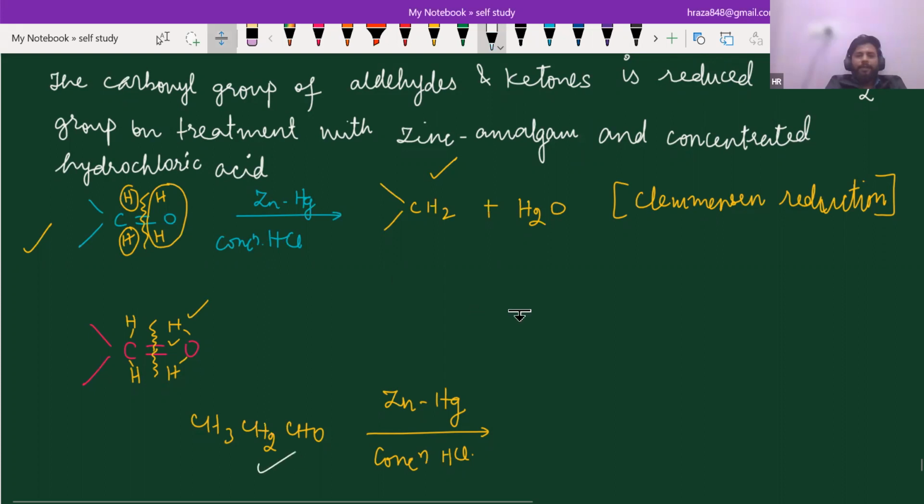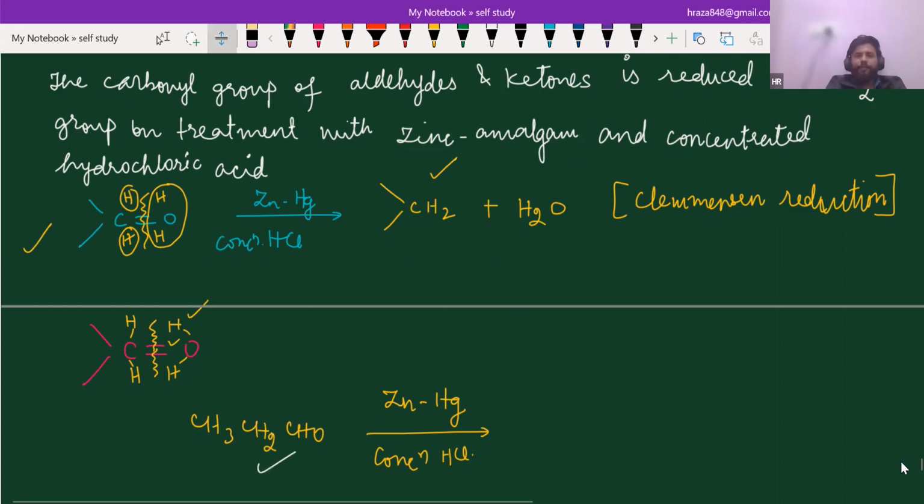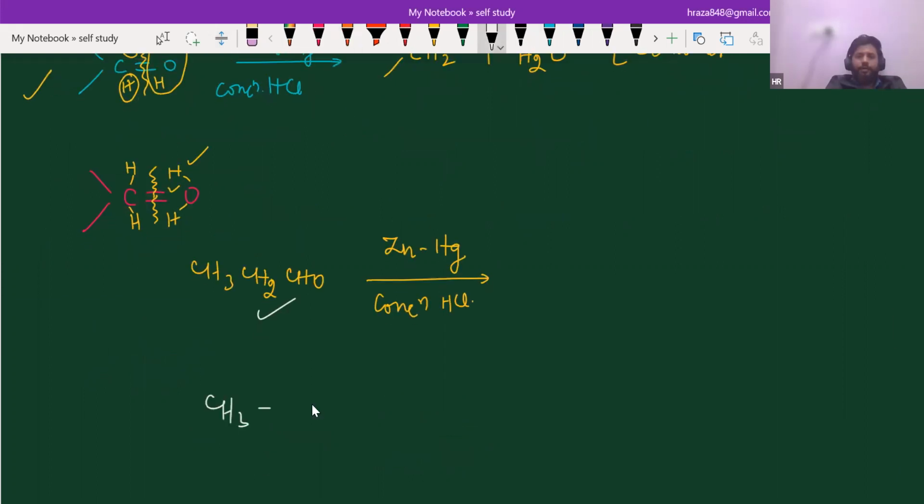I'm gonna write this as CH3, CH2, and then C double bond OH. This is a reducing agent which can break both bonds between carbon and oxygen. For breaking one bond between carbon and oxygen, 2 hydrogens will be added, 1 to oxygen and 1 to carbon. Another bond will be broken, hydrogen and hydrogen.